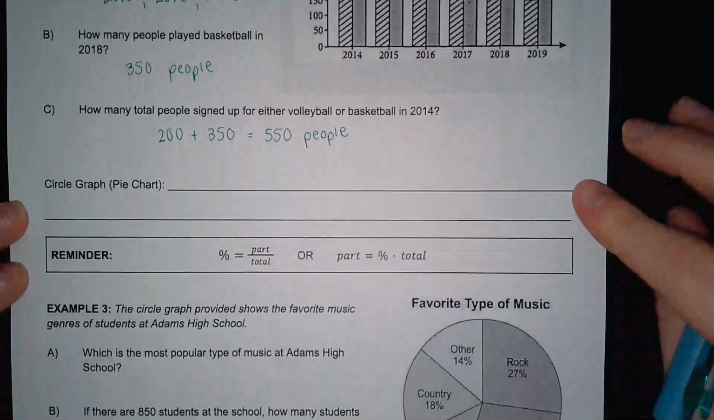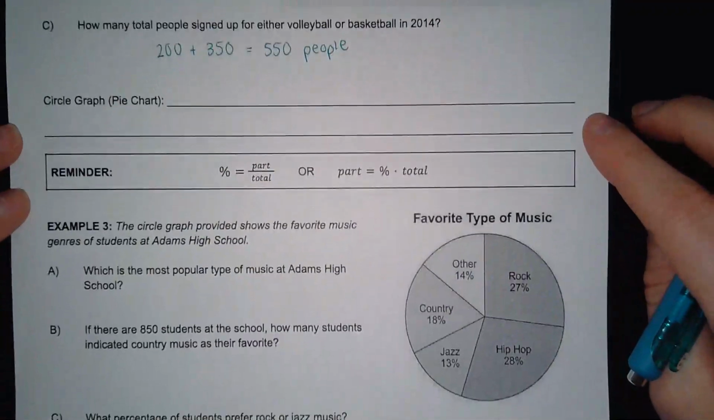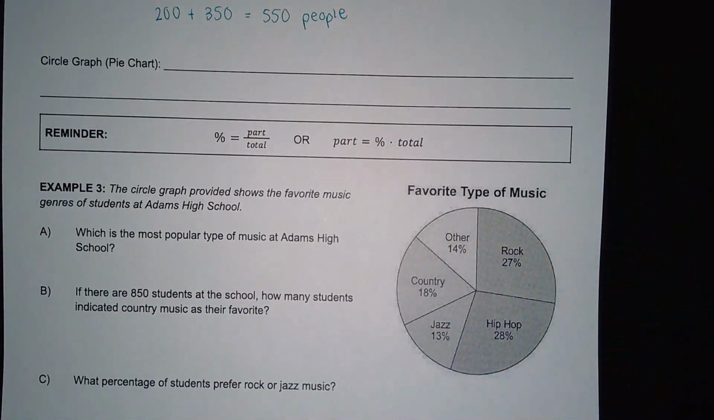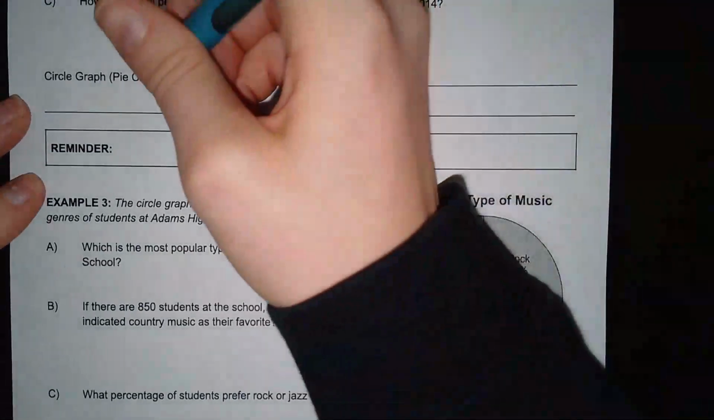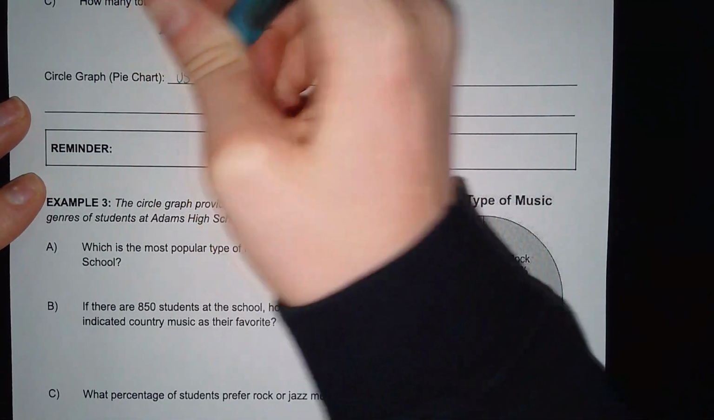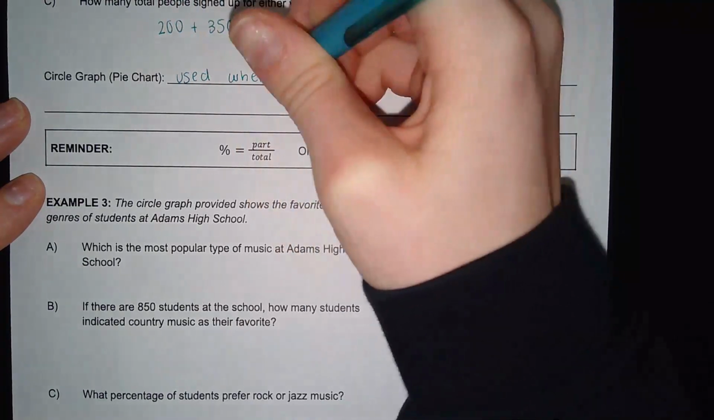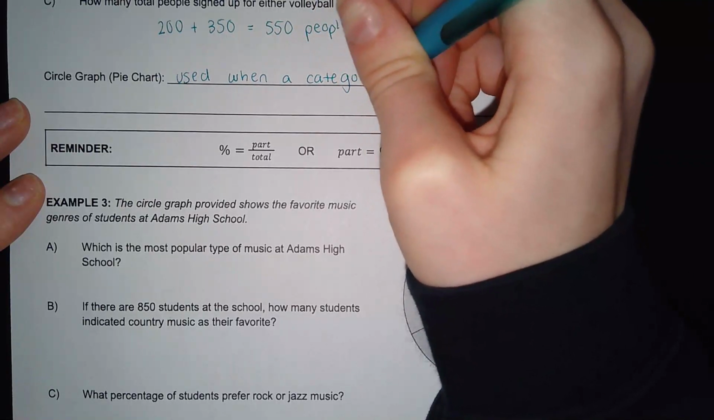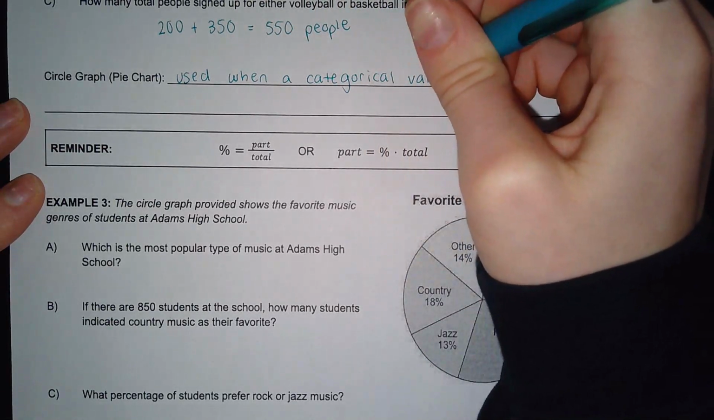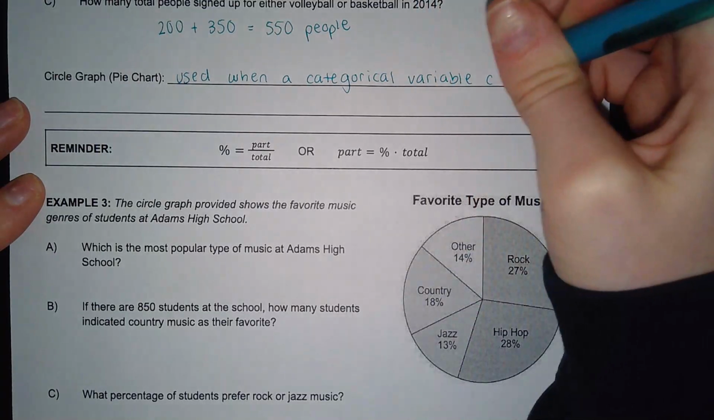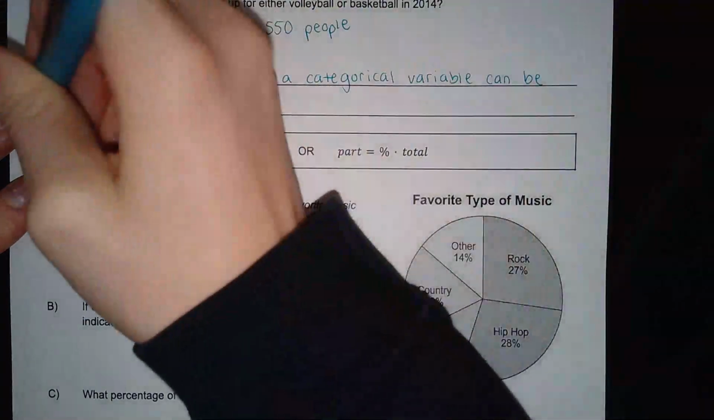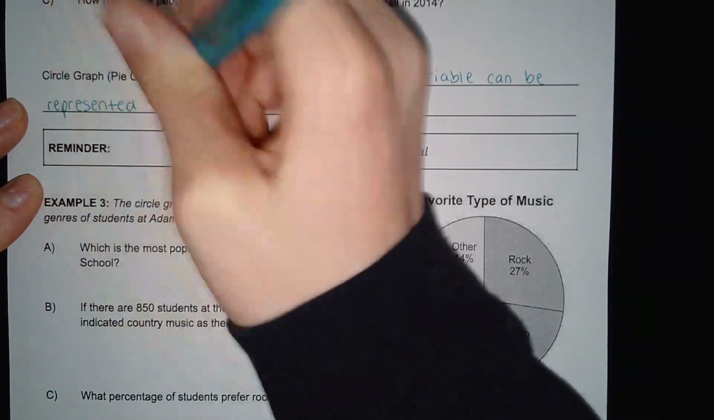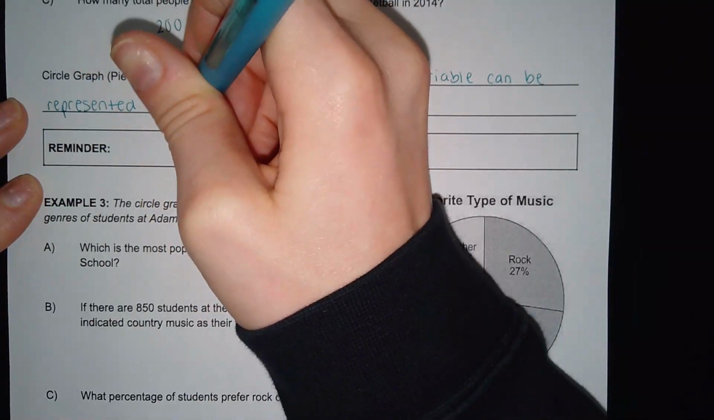All right, we'll take a look at our last type of graph. This is a circle graph, or also sometimes called a pie chart, because it kind of looks like pieces of a pie. A circle graph is going to be used when a categorical variable can be represented by percentages.